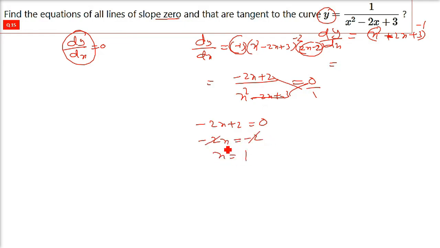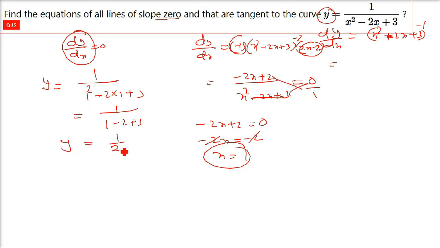Okay. When you have x equals to 1, you can find out the value of y, because the equation is already with you. y will be equal to 1 square minus 2 into 1 plus 3. So we have 1 minus 2 plus 3, so it is half. So we have the point as x equals to 1 and y equals to half. So now we have the point and we have the slope also. So y minus y1 equals to m(x minus x1). m is 0. Whatever you write, the right hand side will be eventually 0. y will be equal to half is your equation.